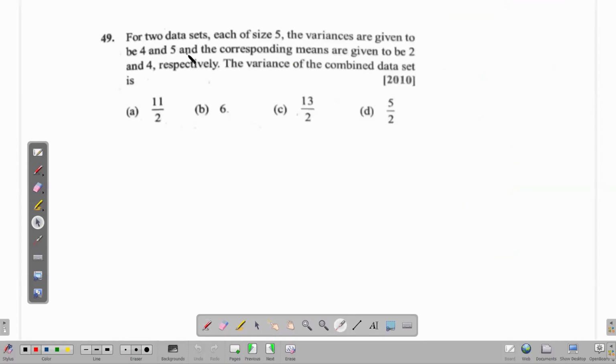Now this question is on combined mean and combined variance. That means we have two data sets, each of size 5. That means the number of observations. Suppose I denote the first data by xi and the second by yi. The number of observations in the first, n1, is 5, and n2 is again 5. Both have the same number of observations as given in the question.